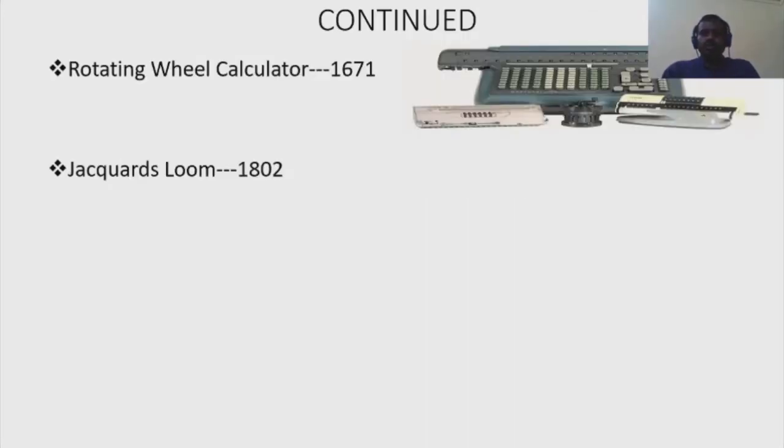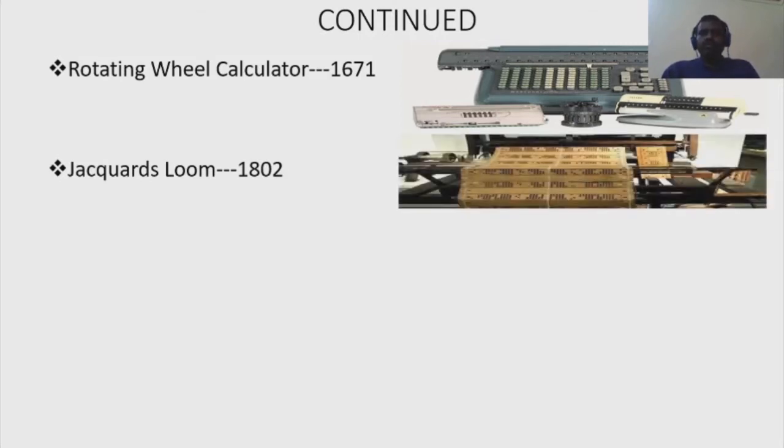1802. So this particular machine resembles a weaving machine. Looming, just like that, it is used for calculating. That's why it is called the Jacquard loom. The data was fed through punch cards. Punch cards were used to feed the data, so by using that, data can be manipulated by the Jacquard loom, which was invented in the year 1802.